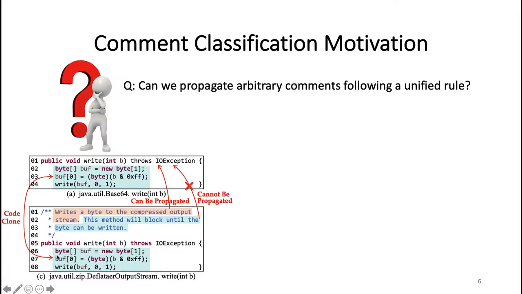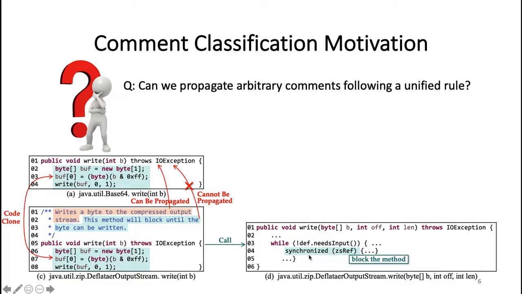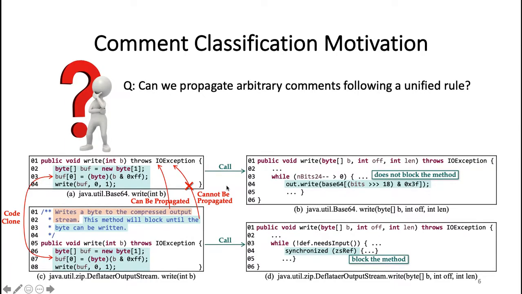So here, the call to write in line 8 of figure C uses the keyword synchronized to block the method. By contrast, the call to write in line 4 of the code in A doesn't have any synchronization mechanism, meaning that the method doesn't block, so the second comment cannot be propagated. From this example, we can see that even if two code snippets are identical, we can't propagate all comments between them.